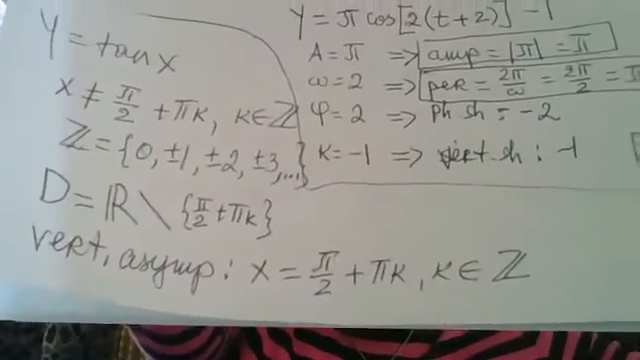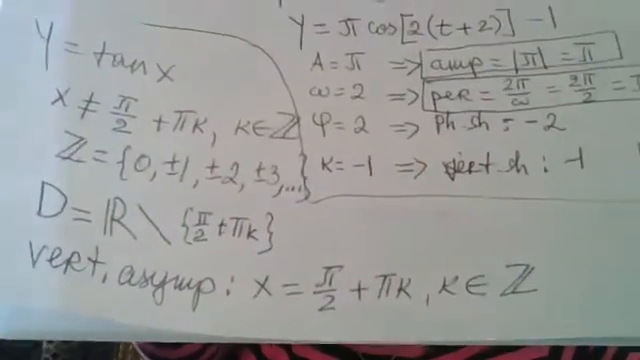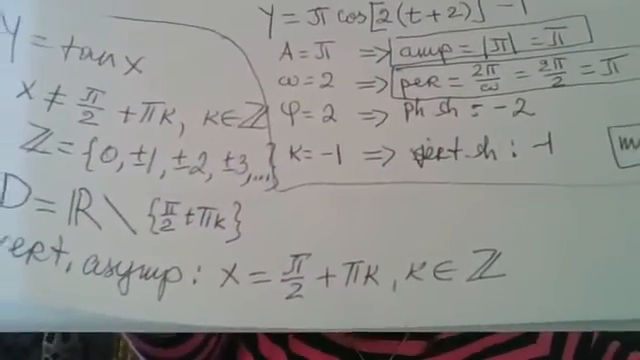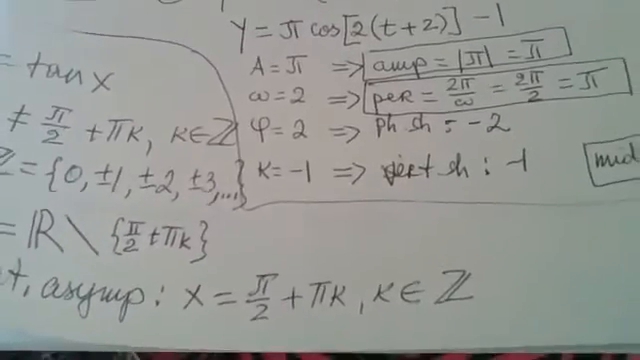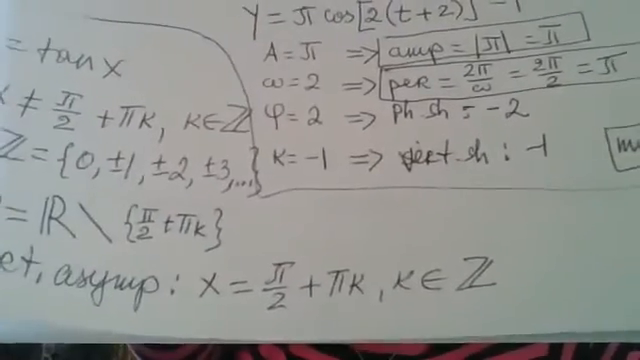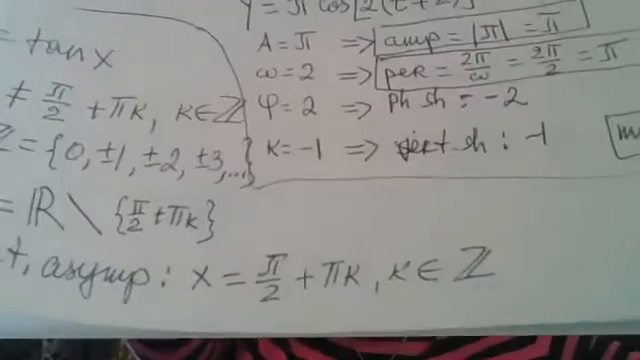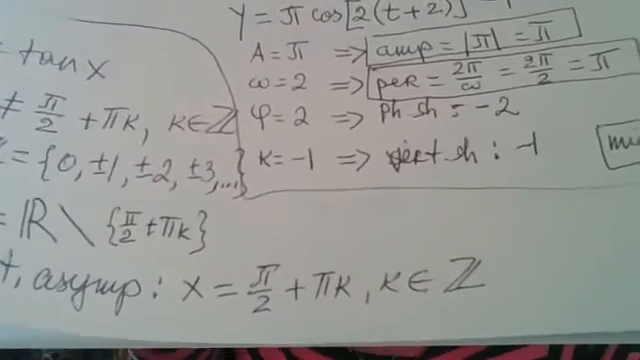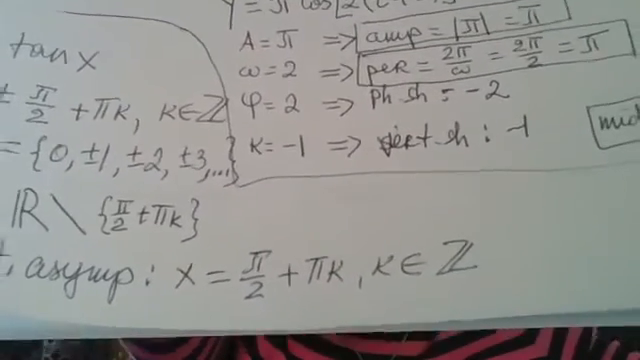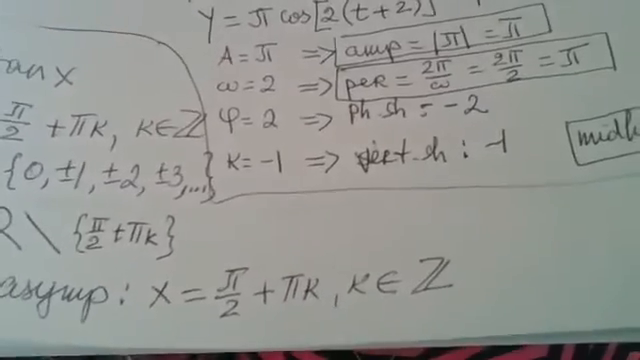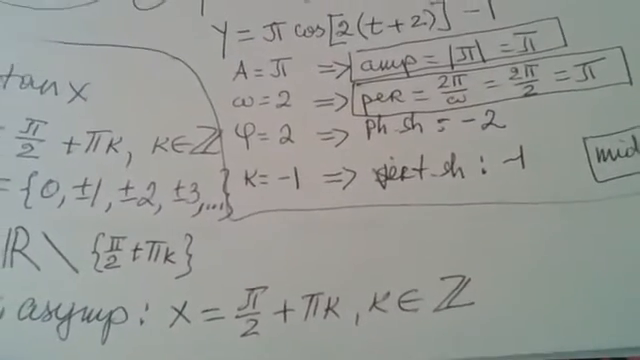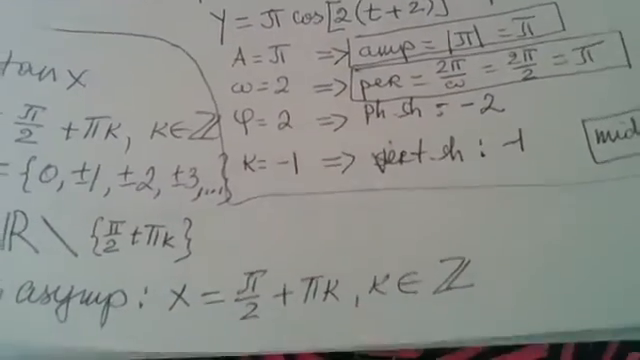Vertical asymptotes have this equation. There are infinitely many vertical asymptotes. They will be running through all these declared points, pi over 2 plus pi k, where k belongs to set Z. So far, so good? Yes.